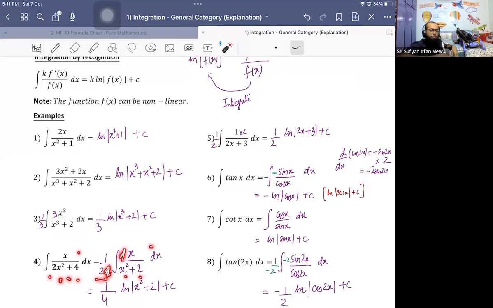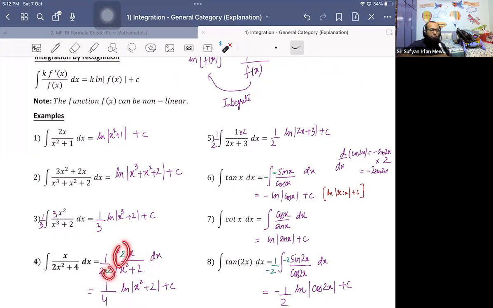Now the process gets repeated. Just forget this 2 for a while. This is what we have got: after taking 2 as common, we have 1 upon 2 times the integration of x upon x square plus 2. After that, what do we have to do? Now we have to recognize that the function in the denominator is x square plus 2, and the differentiation of x square plus 2 is 2x. So it's just a difference of 2. Just to obtain 2 in the numerator, we have multiplied by 2 and divided by 2 as well.